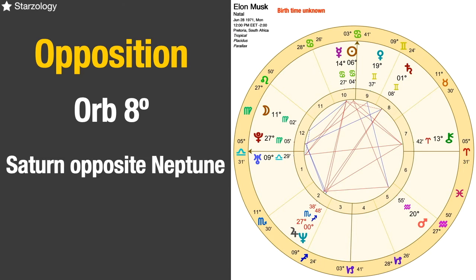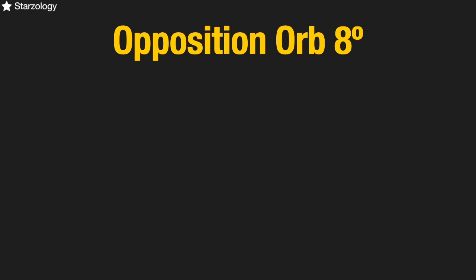So we're going to look at Saturn opposition Neptune. There's Neptune and there is Saturn. And we can see that they are on opposite sides of the chart, but we're going to now count and see, are they actually in the opposition aspect?